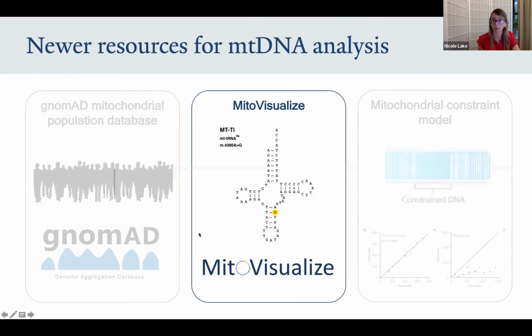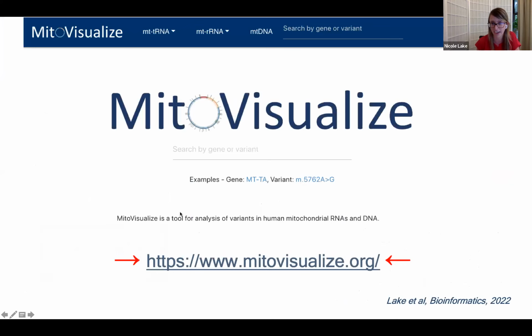Okay, I'm now going to talk a little bit about MitoVisualize. This is a tool that was really motivated by my own experience analyzing clinical mitochondrial genome tests. It was specifically built to facilitate the analysis of variants in the RNA genes, as well as the circular structure. I'm going to step through some of the key functionalities of this tool, but it's freely available right now. You can Google MitoVisualize or go to mitovisualize.org and have a play with the tool yourself.